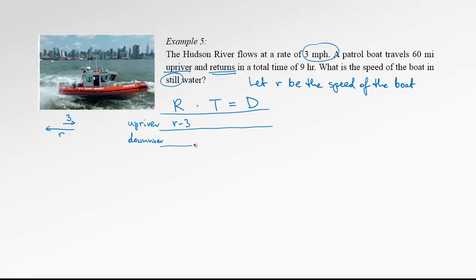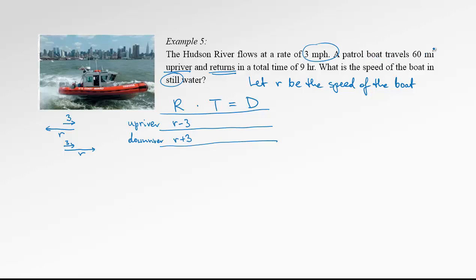However, when the boat returns, it's going downriver. Therefore, this time the river goes in this direction and the boat itself goes in the same direction, which means that the river is pushing the boat forward, so the overall speed of the boat in the river is r plus 3.